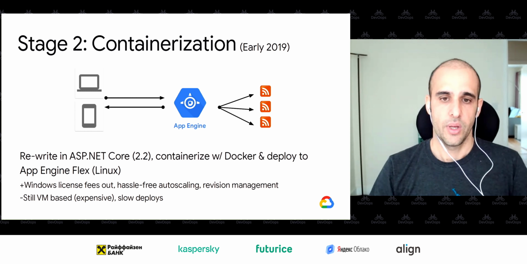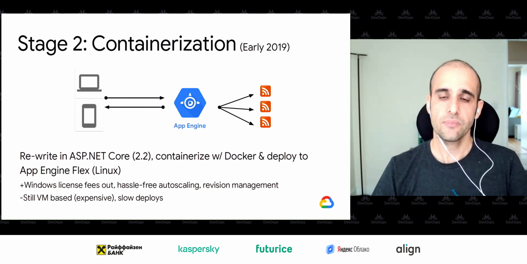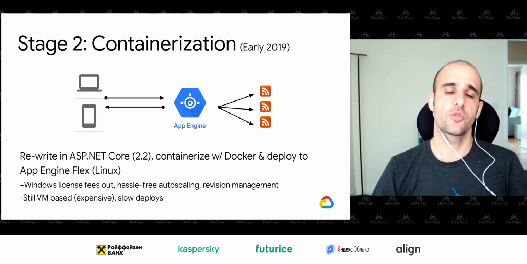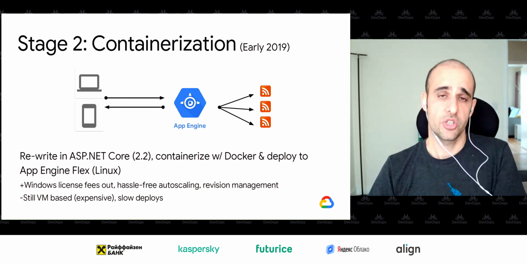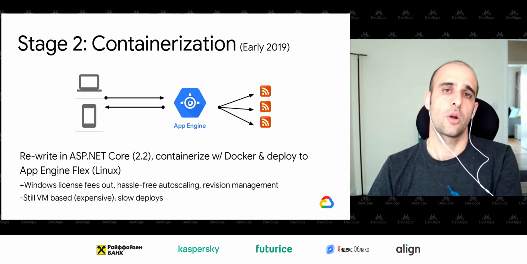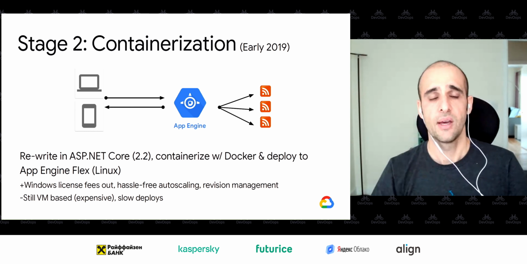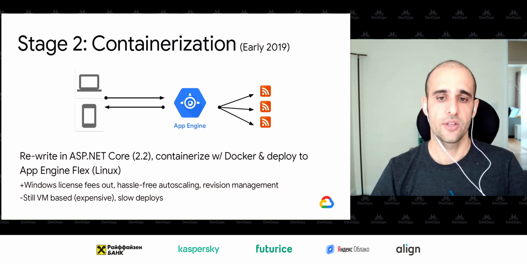So with this setup, we got rid of Windows, meaning we started running on Linux. So it was cheaper already because we didn't have to pay for Windows licensing. App Engine Flex has auto scaling on by default. So even though we didn't need it that much, we still have auto scaling, which is nice. App Engine also has this notion of revisions and revision management. Every time you deploy a new version of your application, it creates a new revision, which is nice because if there's something wrong with that revision, you can always revert back to the previous one. And once you have multiple revisions, you can do traffic splitting. You can say, I want this new revision to get 10% of the traffic, and I want the next revision to get 90% of the traffic. So these were the nice things that we got out of App Engine.